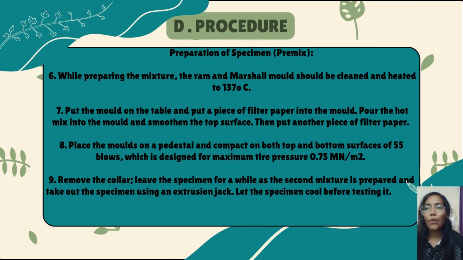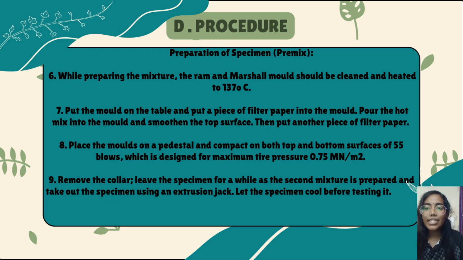Number 6, while preparing the mixture, the ram and Marshall mold should be cleaned and heated to 137 Celsius. Number 7, put the mold on the table and put a piece of filter paper into the mold. Pour the hot mix into the mold and smoothen the top surface. Then put another piece of filter paper.